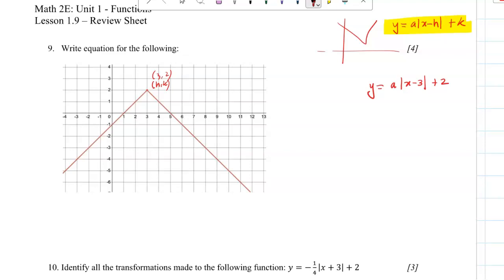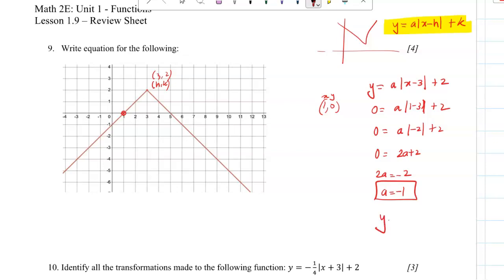So let's take this point, (1, 0). So 0 is equal to, this is your x and this is your y, a|1 - 3| + 2. That's not the final equation, you have to find a. a times modulus of -2, plus 2. What is modulus of -2? 2. So 2a + 2, so 2a is equal to -2. a is equal to what? -1. So what's my answer? y is equal to -|x - 3| + 2.